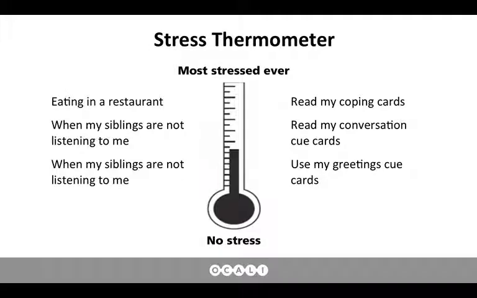Here's an example of how you might use the stress thermometer in a variety of situations. This is an example for when a family goes out to a restaurant to eat. This allows the child with autism to share where they are in terms of the stress while dining out, and then gives some options, which is shown on the right, for supports to relieve the stress.